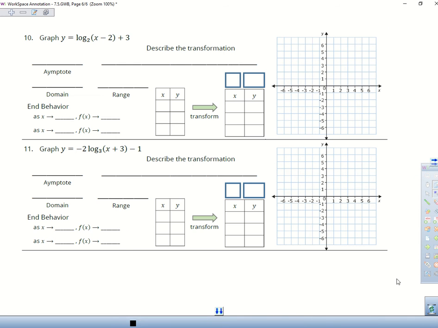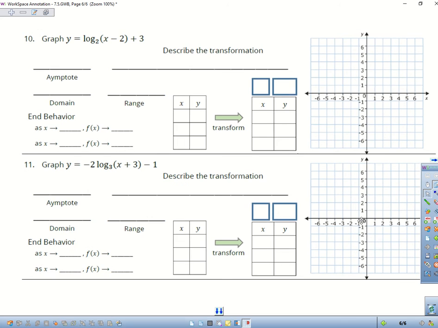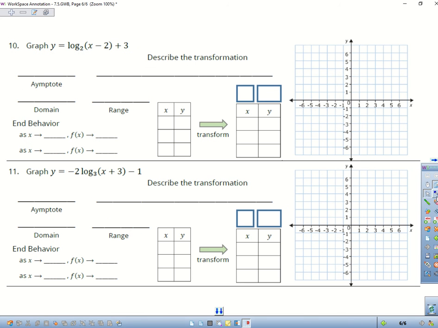We're going to look at two examples that have transformations on them. First thing you're going to do is identify the parent function. The parent function is always y equals log, whatever your base is, which is 2, of just plain old x. Don't worry about any of the transformations. That's your parent function. Now we're going to describe the transformation that exists on my graph.